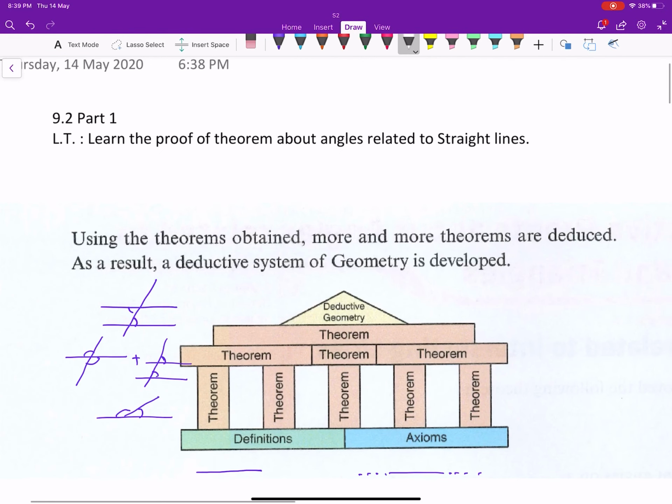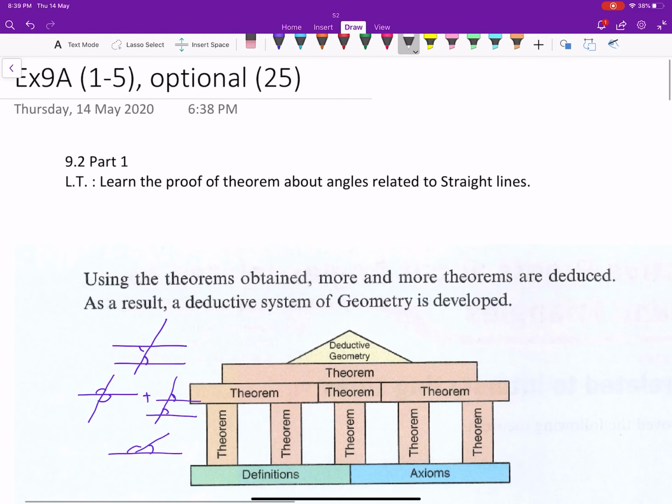Hello, Form 2 students. Today we will go to 9.2. So our learning target today is to learn the proof of theorem about angles related to straight lines. So please write down on your class workbook.